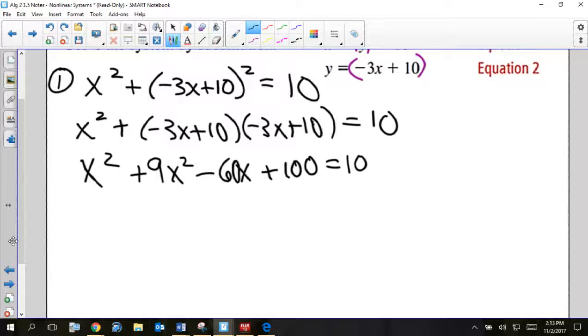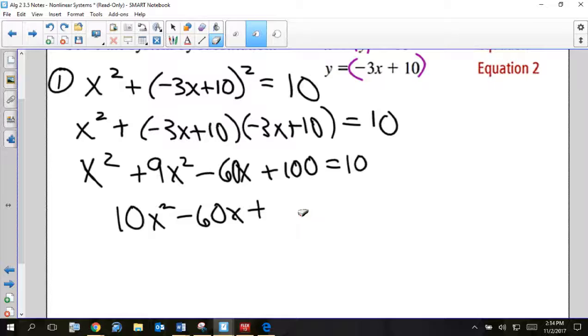Okay, once I've FOILed that out, I need to combine like terms. And we've had to do this on the other ones too. I might as well make it say equals 0 at the same time. So I'm going to combine my x squared with my 9x squared, so 10x squared minus 60x plus 100. Nope, not 100, I lied. Plus 90, because I'm going to subtract that 10 over, equals 0.